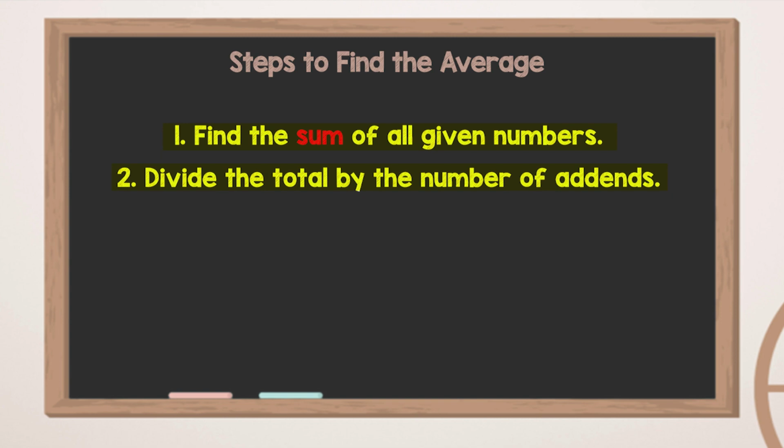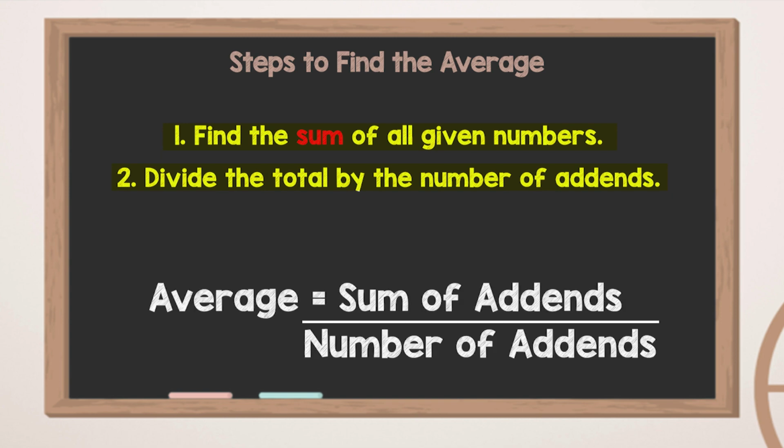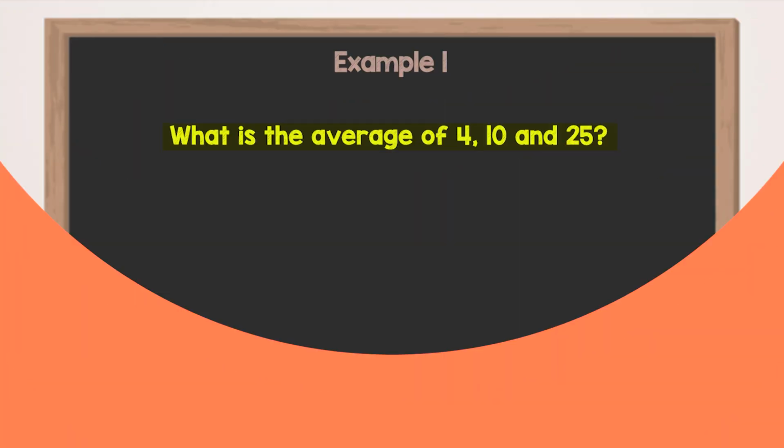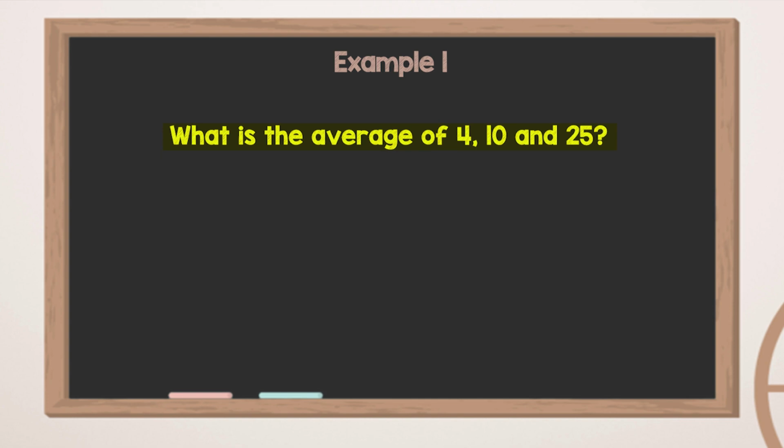Let's write a formula to represent what we just said. Average equals sum of addends divided by number of addends. Easy, right? Let's run on quickly to an example. What is the average of 4, 10, and 25?